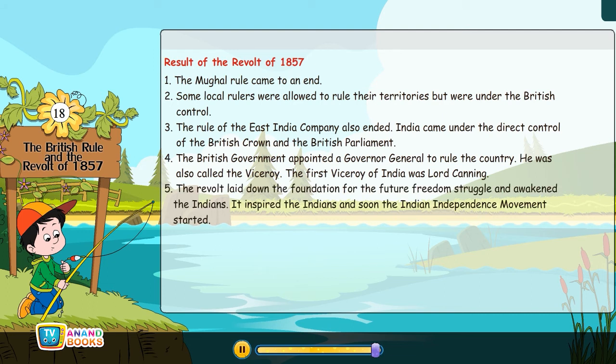The revolt laid down the foundation for the future freedom struggle and awakened the Indians. It inspired the Indians and soon the Indian independence movement started.